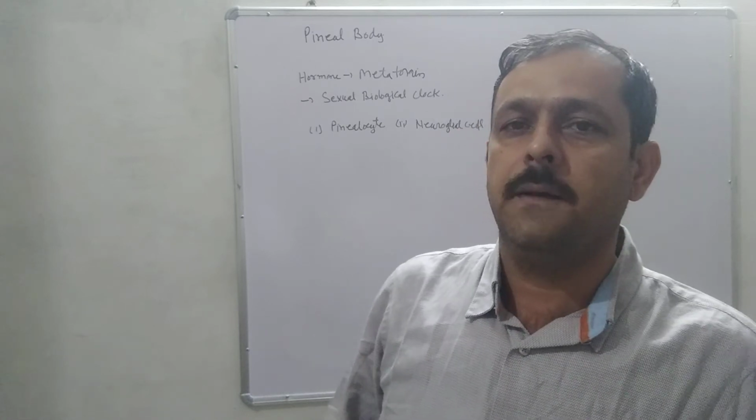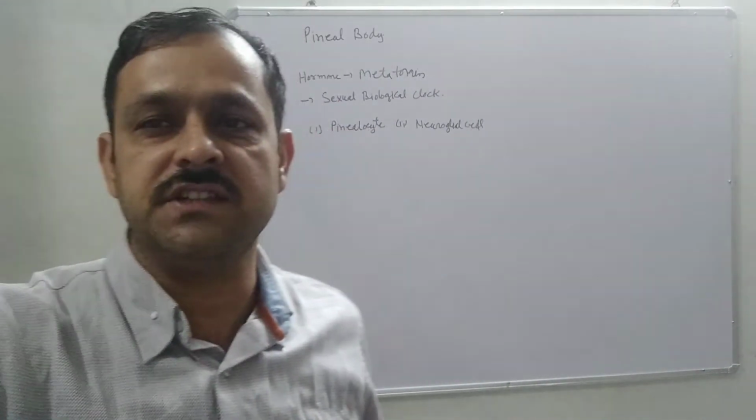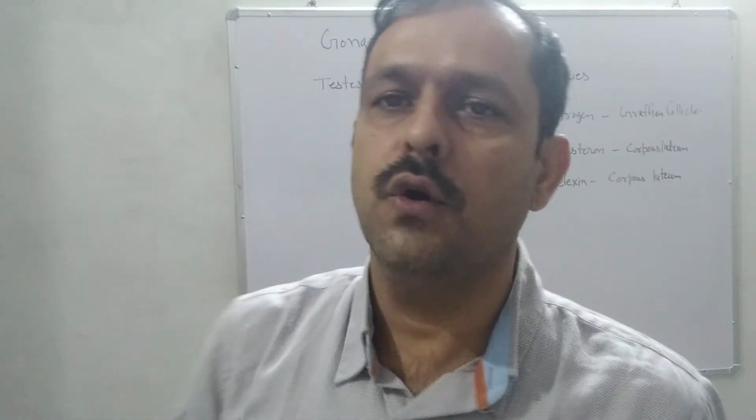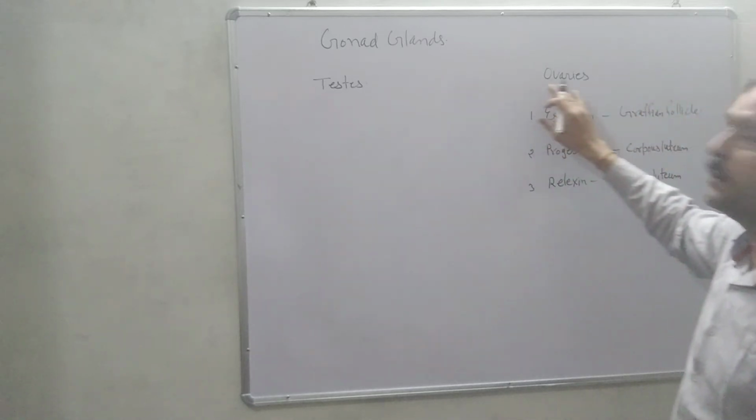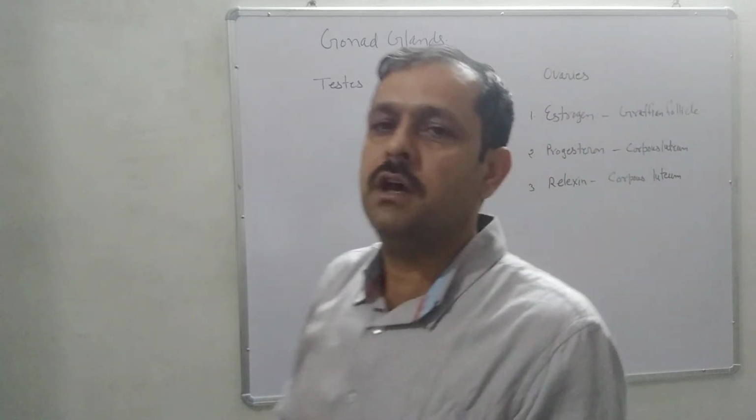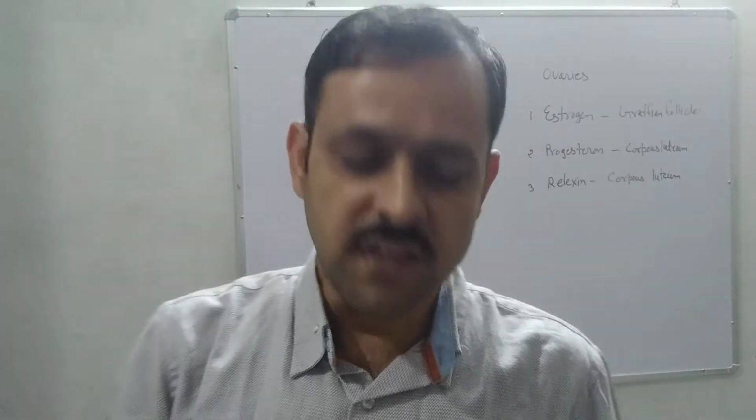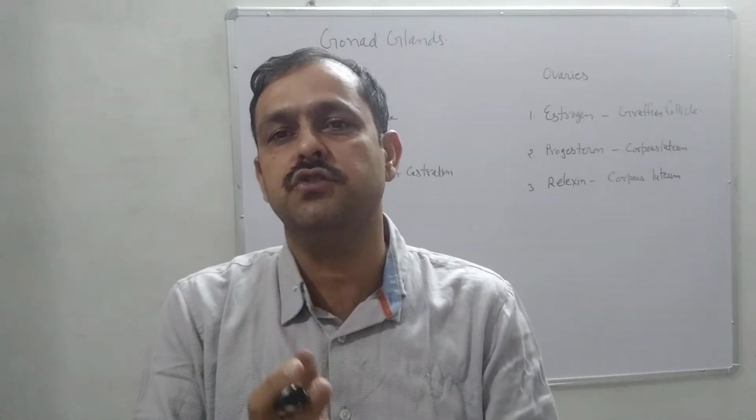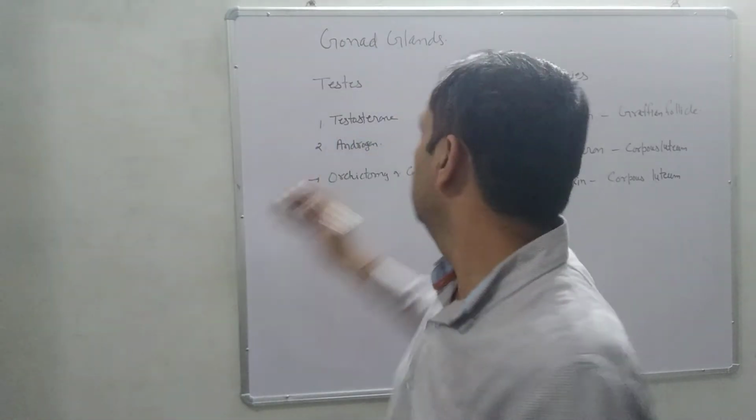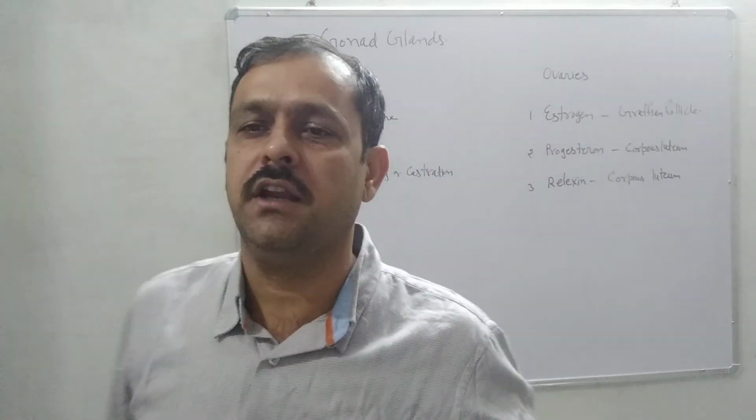Now our next two glands are the gonad glands, meaning testes and ovary. Two types of gonads are found: in males, testes, and in females, ovary. These are called gonad glands. As we studied the reproductive system of humans, in it we studied testes and ovary. So these are the gonads because they can produce gametes.